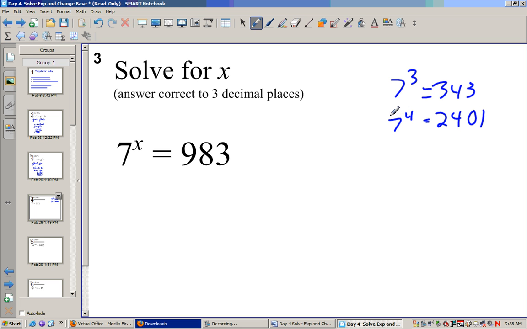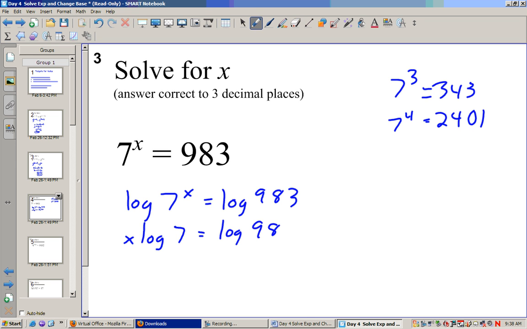So we need to think of a new method for doing this problem. Well, one thing we can do to both sides is take the log of both sides. So I can take log of 7 to the x power equal to log of 983. Now there's a rule that if we have an exponent, we can bring it out in front. So this would be x log of 7 is equal to the log of 983. So I just divide both sides by the log of 7.